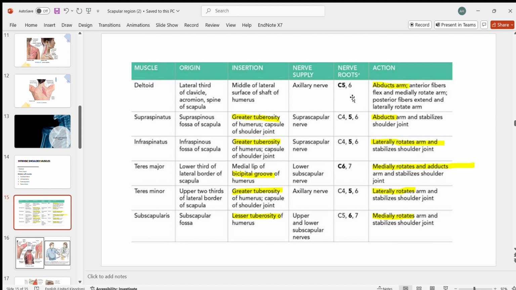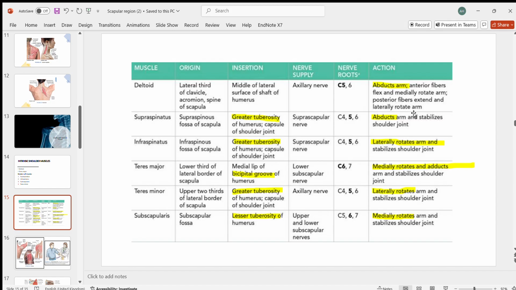It has three types of fibers. One is the acromial fiber, one is the anterior fiber, and one is the posterior fiber. So the acromial fibers abduct the arm up to the level of 90 degrees. The anterior fibers flex and medially rotate the arm, and the posterior fibers extend and laterally rotate the arm.